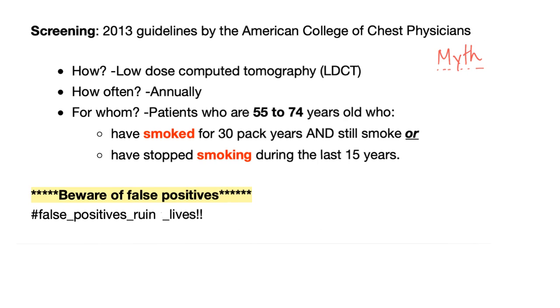Okay, so how do you screen? Low-dose computed tomography. How often? Annually. For whom? For everybody? No. And this is the reason for this misconception. Patients who are between 55 to 74, because the typical age of presentation is around 60, who have smoked for 30 pack years and still smoke, or have stopped smoking during the last 15 years.